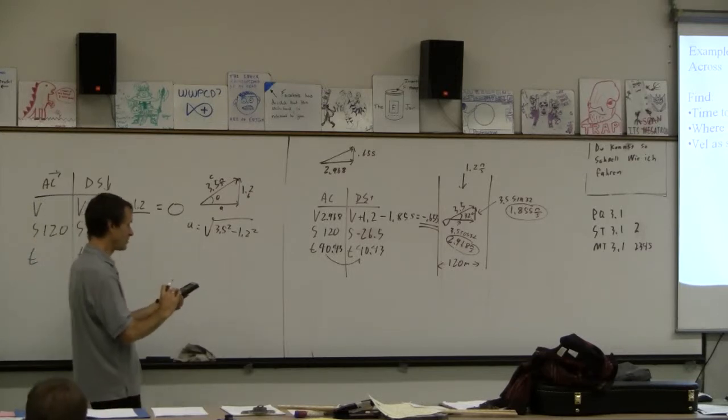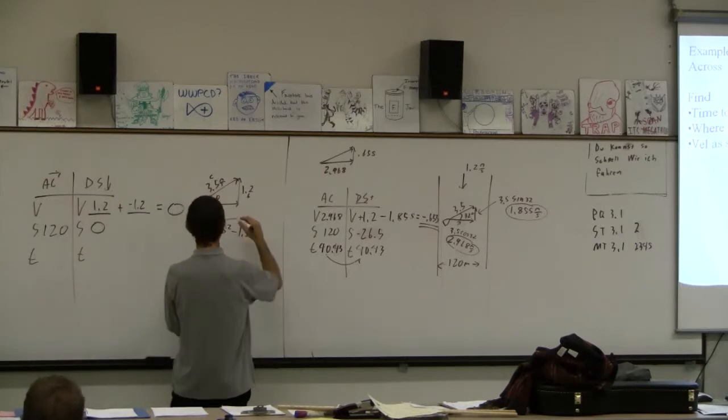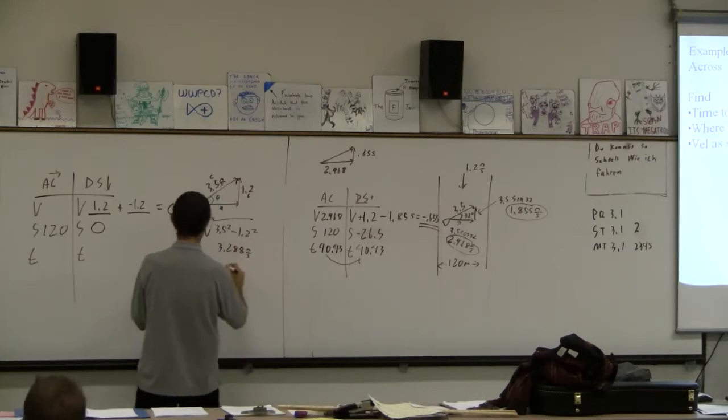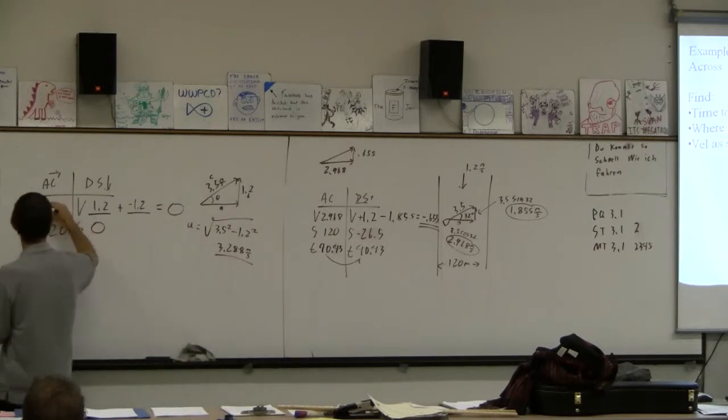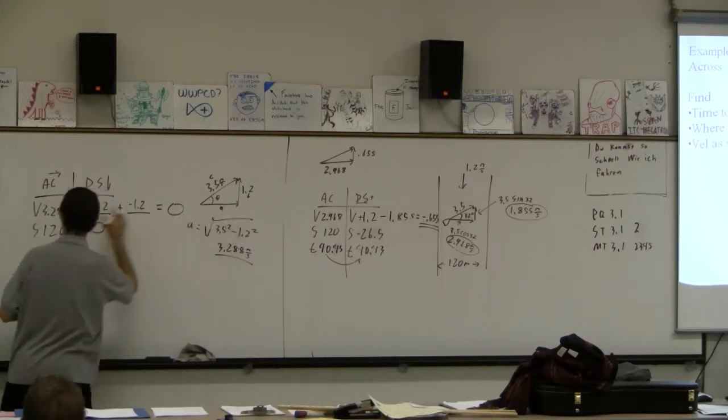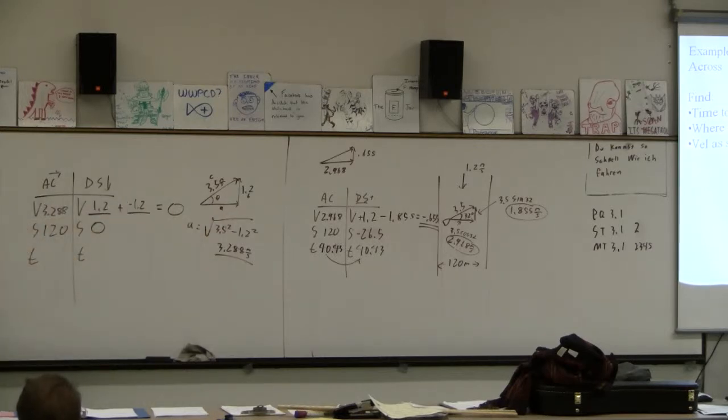Okay, that's 3.288 meters per second. So that's that one. Isn't this our velocity here, 3.288? Right, so this guy is this horizontal one. That's the only velocity in town.